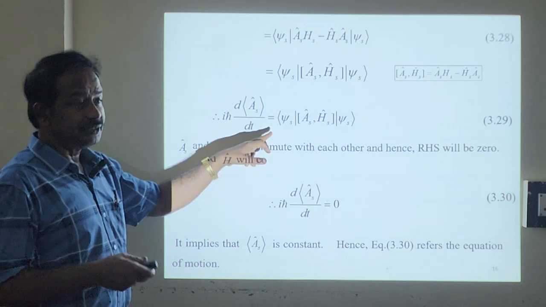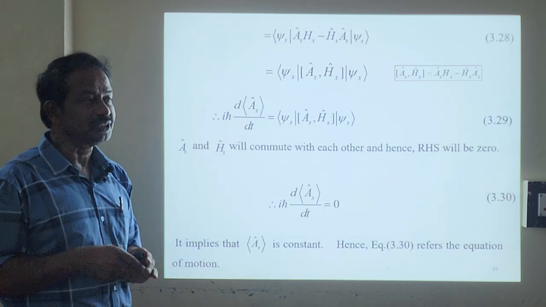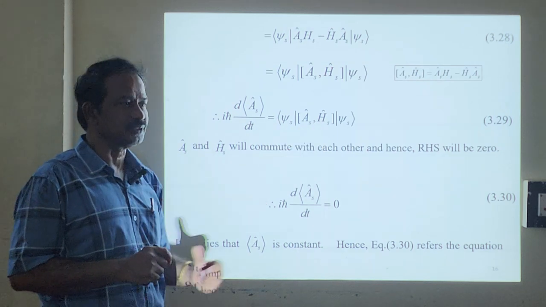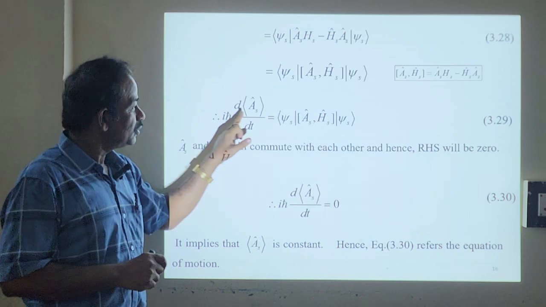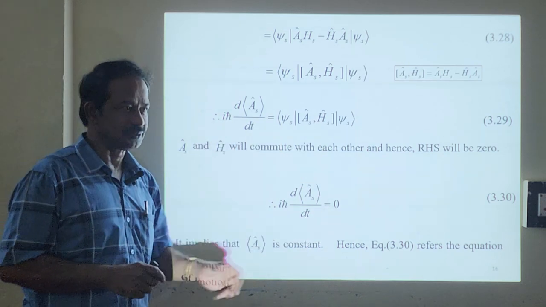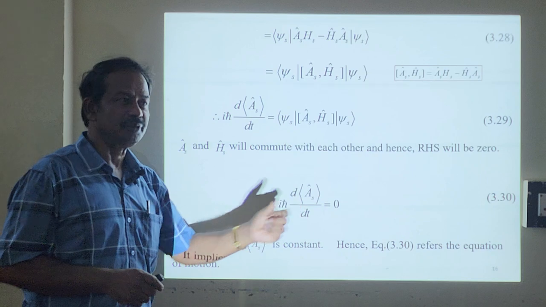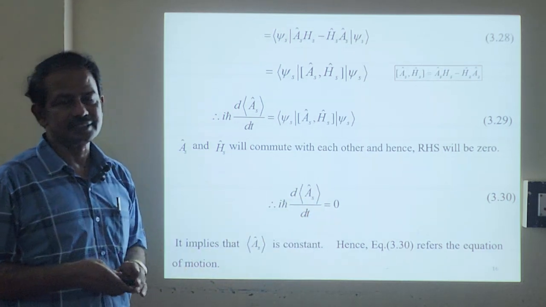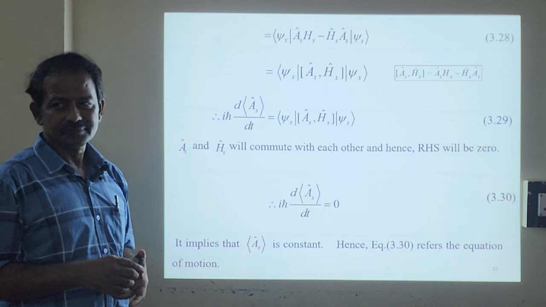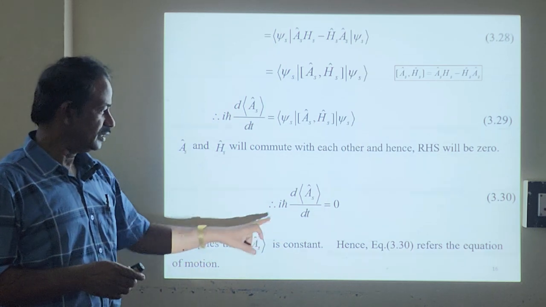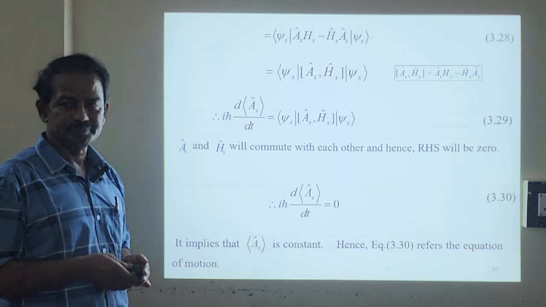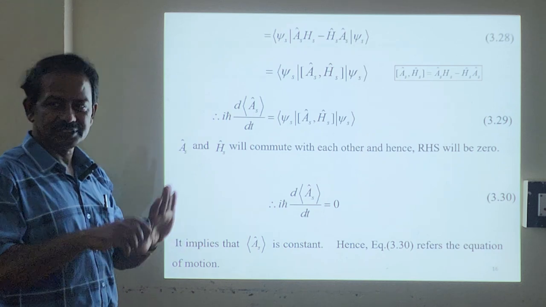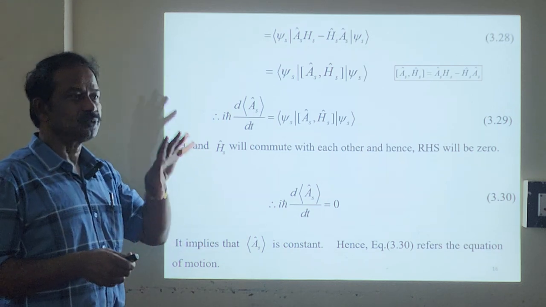But we know already that A_s and H_s will commute with each other. Operators will commute in quantum mechanics. So these two will commute with each other, so this will become 0. If it is equal to 0, the left-hand side is equal to 0. i h cross cannot be equal to 0, so only dA_s by dt will be equal to 0. If it is equal to 0, A_s is constant. So it implies that A_s is a constant of motion. So this is called the equation of motion, in short, in the Schrödinger picture. So is it clear?